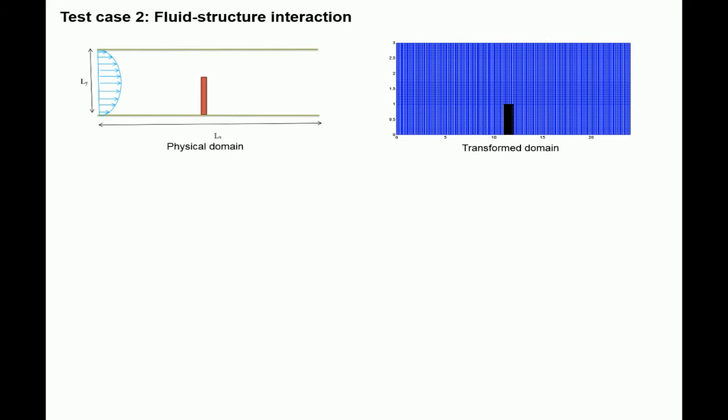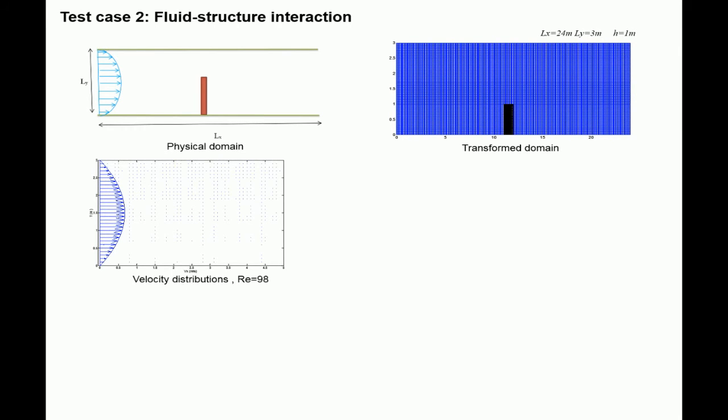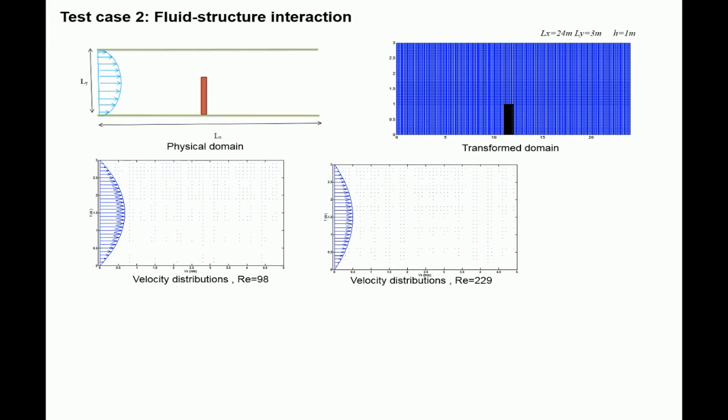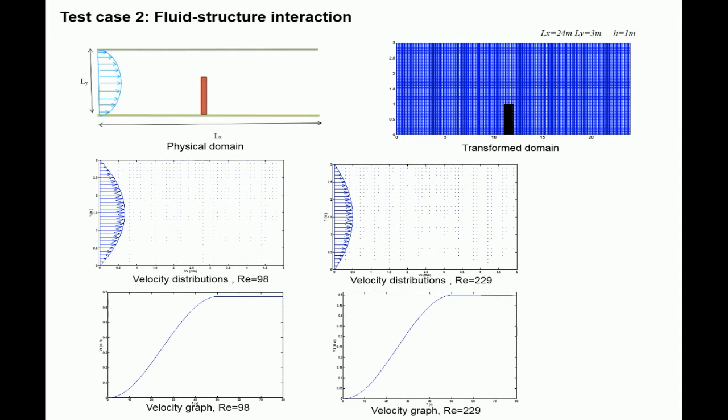So you can see we can generate the grids based on the conjugate curvilinear method or multi-grid. Here again, I use two Reynolds numbers, 98 and 229. And we can do the same analysis for the maximum velocity, and we do not have any energy losses in this program. So let's see the result.